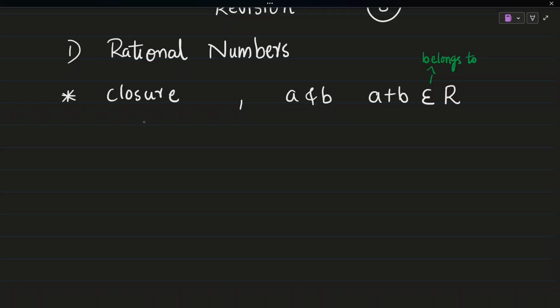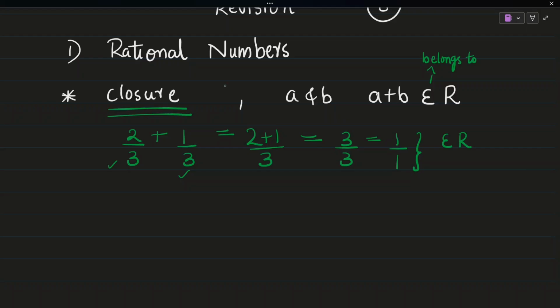belongs to. So let's take 2 by 3 plus 1 by 3. What's the answer? We are going to add the numerators, 2 plus 1, divided by 3, since we have the denominators same. So this is going to be 3 by 3, otherwise 1 by 1. This is again a rational number. So we can say the closure property is satisfied.